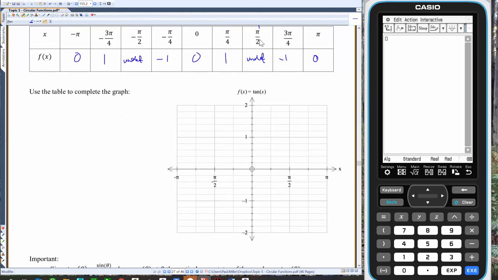So let's complete this. It's undefined here, so what that means is we're going to get asymptotic behavior at pi on 2 and negative pi on 2. So there's x is equal to pi on 2, and here is x is equal to negative pi on 2. All right, what else happens? At pi on 4, which is here, we produce 1. At 0, we produce 0. And at negative pi on 4, we produce -1.